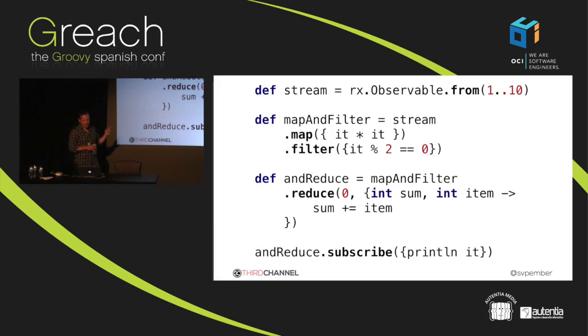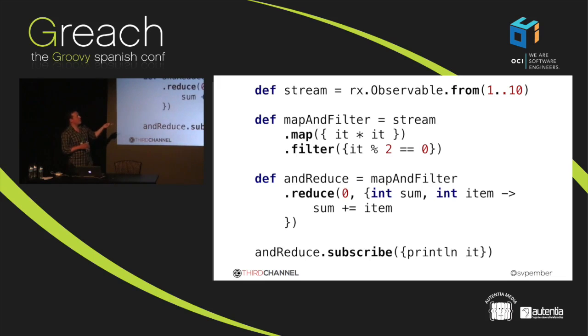So this is a trivial example. I basically start out with that observable of 1 to 10 in this case. I then create a new observable that's based on that original stream that applies 2 functions to it. Save that as a variable, which I can call independently. And then I create a third variable that takes that intermediary observable, adds another function onto it. And then at the very bottom, I call subscribe.